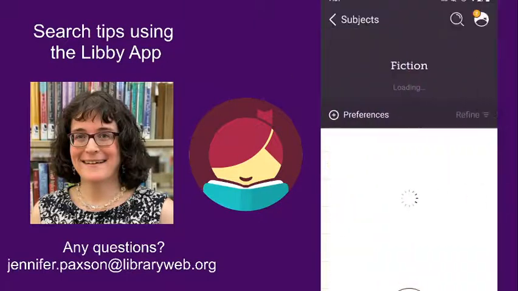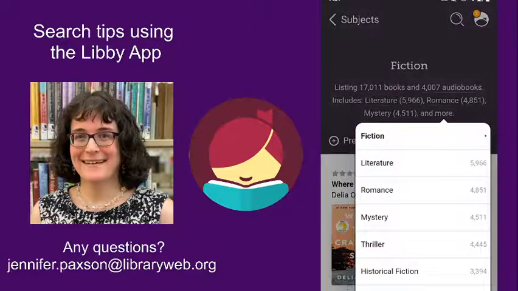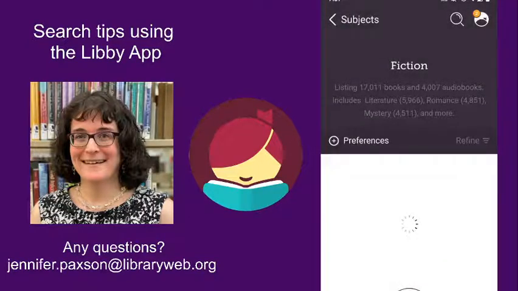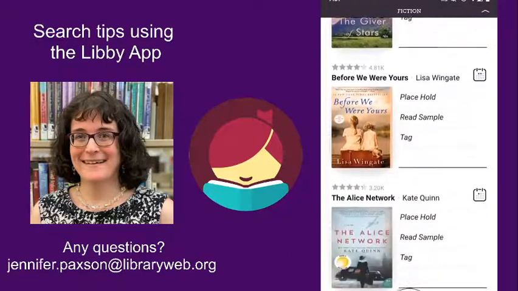Like if you like fiction, you could pick fiction. And then if you see under the word fiction there, it says listing 17,011 books. If you hit the more button, you can limit your fiction to something else. Okay, so I really like historical fiction, so you could do that there. And so now these are all historical fiction books.